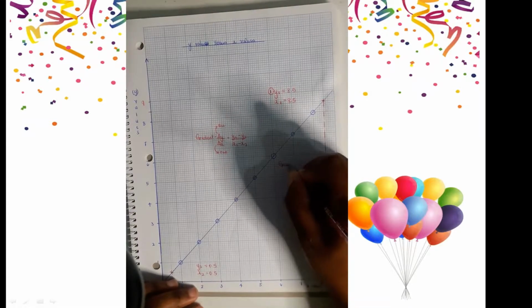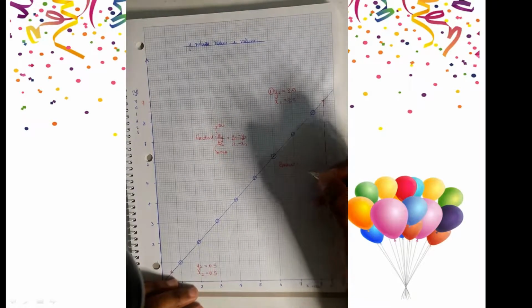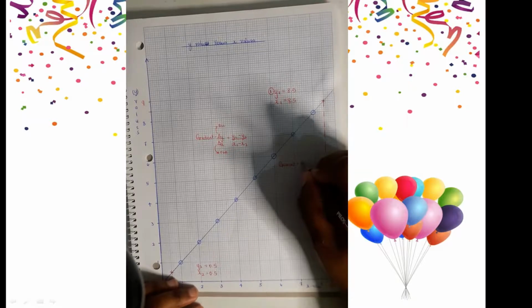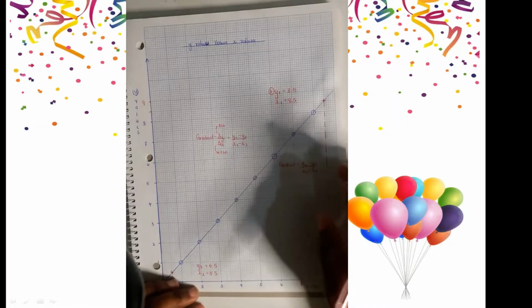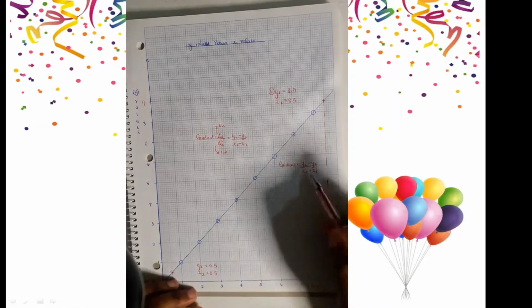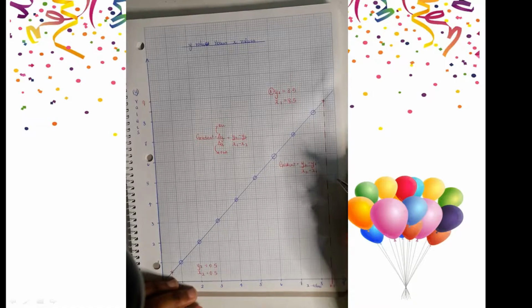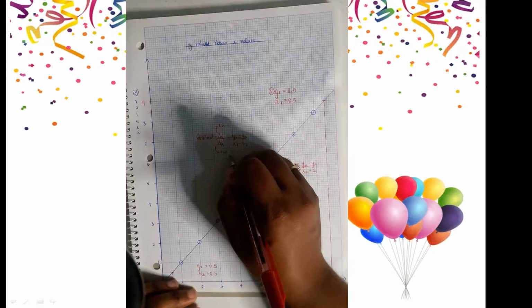You could also put gradient is equal to y2 minus y1 over x2 minus x1. You could change it, but once you start with a 2, you must start with a 2 down here as well. And so we're sticking in our numbers.